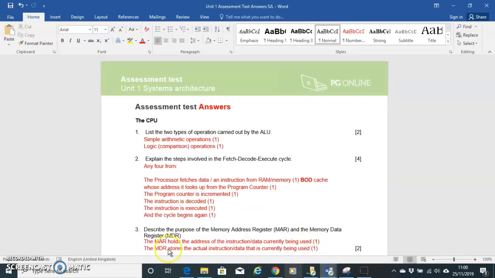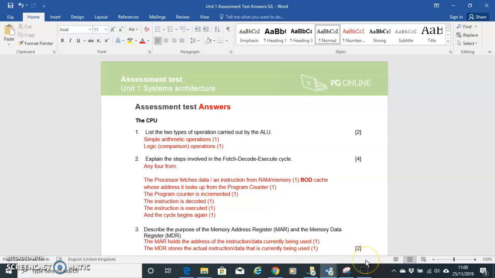So the answers are that the memory address register holds the address of the instruction or data that's currently being used, and the memory data register stores the actual instruction or the data that is currently being used. Some of you didn't specify currently being used, and some of you gave answers that indicated that maybe more than one piece of data or more than one instruction could be stored there. It needs to be really clear that it's one instruction or one piece of data at a time, and it's the one that's currently being used.